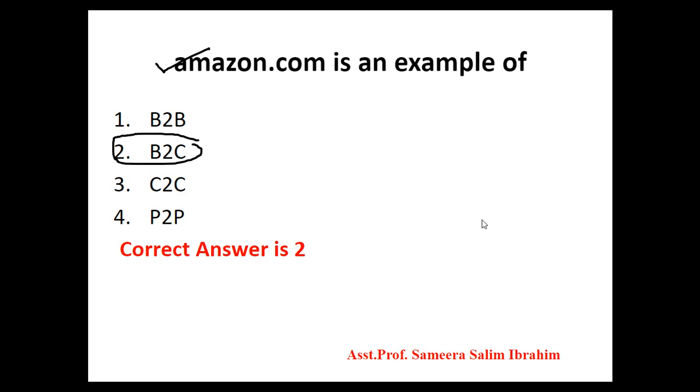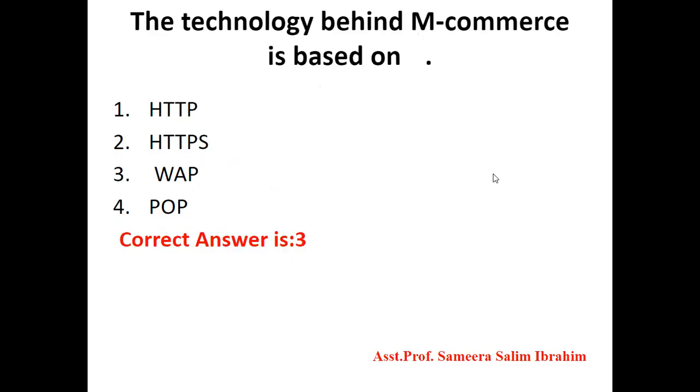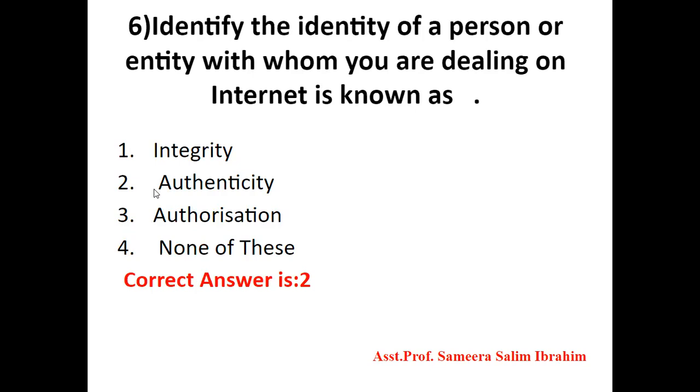Okay, next question. Here, identify the identity of a person or entity whom you are dealing with on the internet. So you are identifying someone's identity here. When you are identifying someone's identity on the internet, what is the example of that? So the example of that is authenticity.